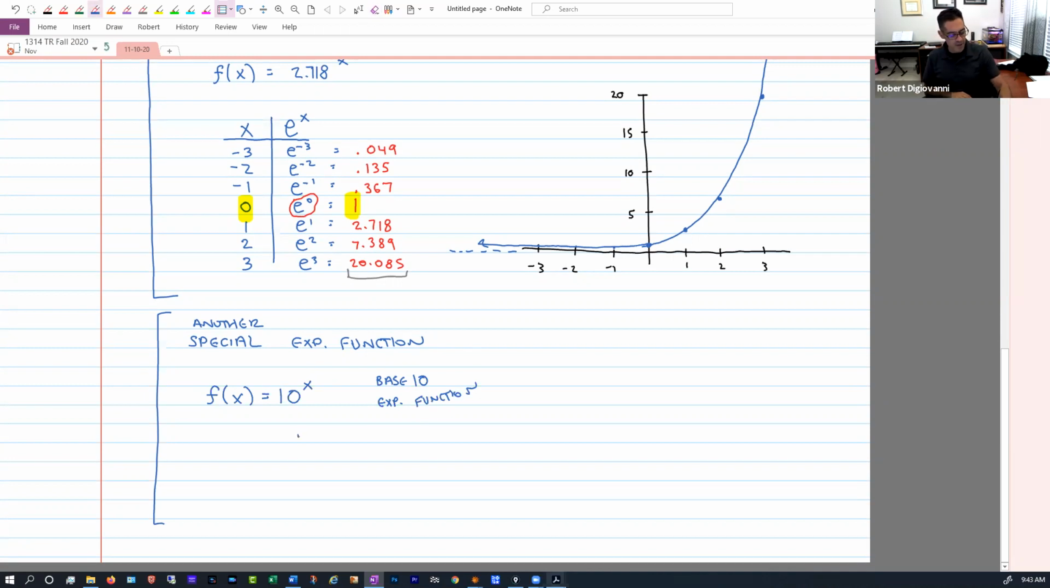Now, I'm not going to do the table, okay? We could do the table. All I want you to know here is that this is also exponential growth, okay? Because the base here is 10, and 10 is bigger than 1, so we should have growth. Are there any questions?